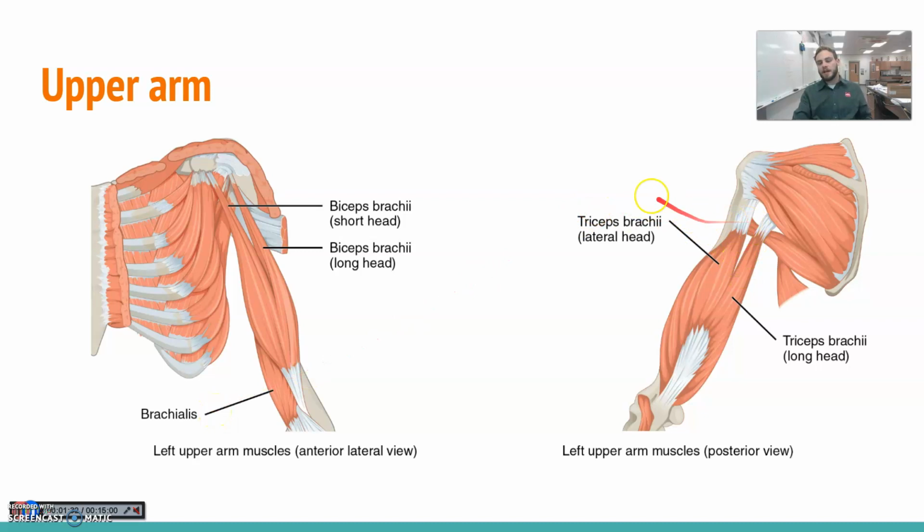And on the posterior side, we have the Triceps Brachii. It does have three heads. That's what the triceps is referring to. You have the lateral head, the long head, and there is also a medial head that is not being shown right here.